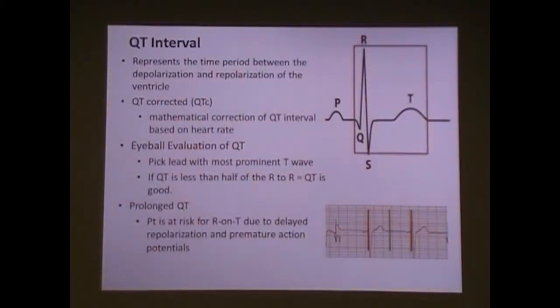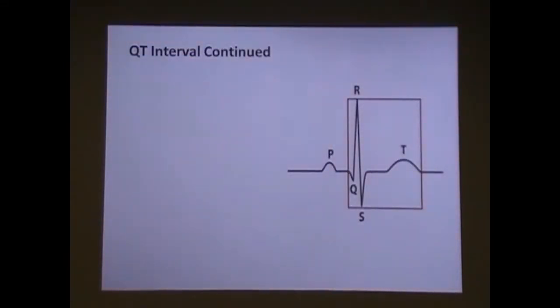With a prolonged QT, you're at risk for R on T due to delayed repolarization and premature action potential. Risk for VT, VF, and torsades.